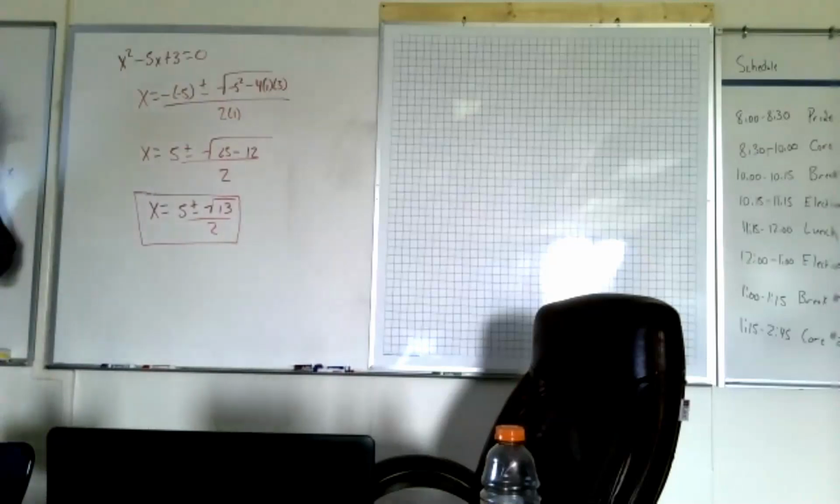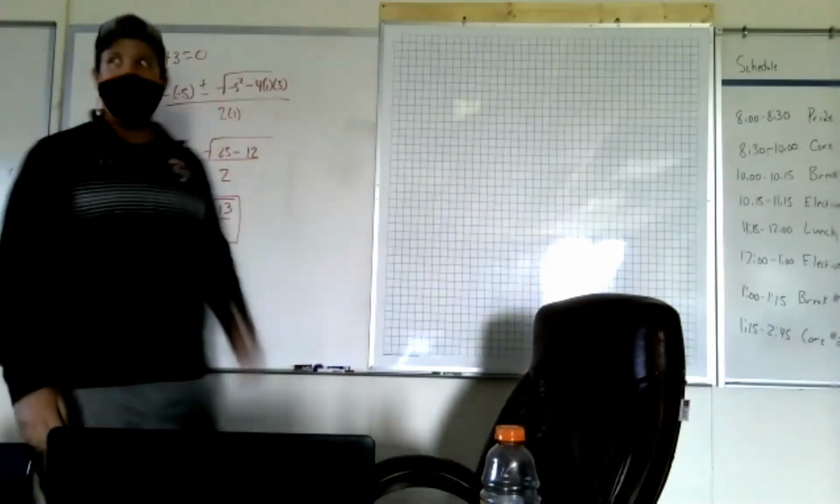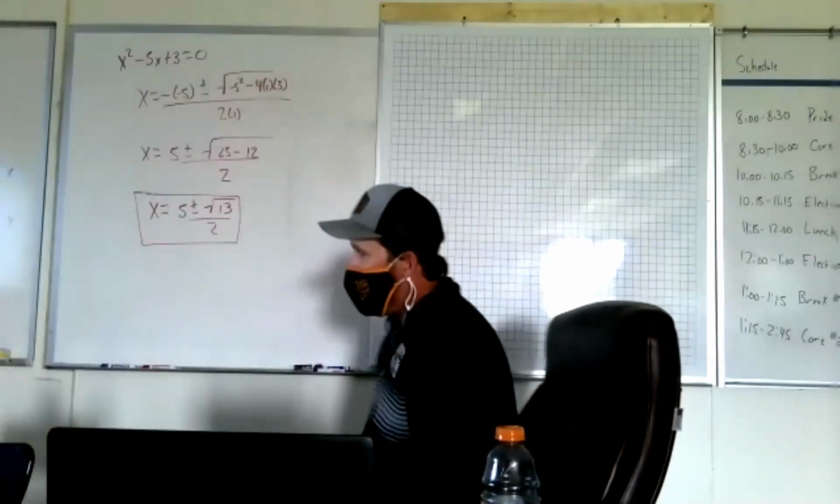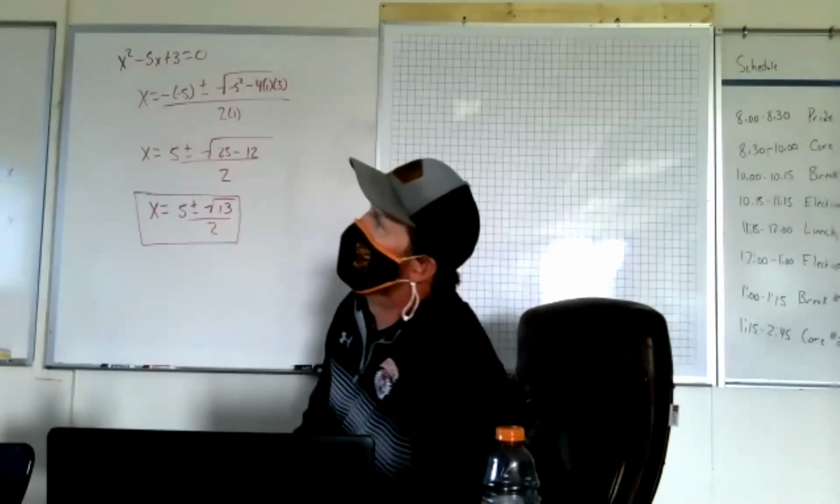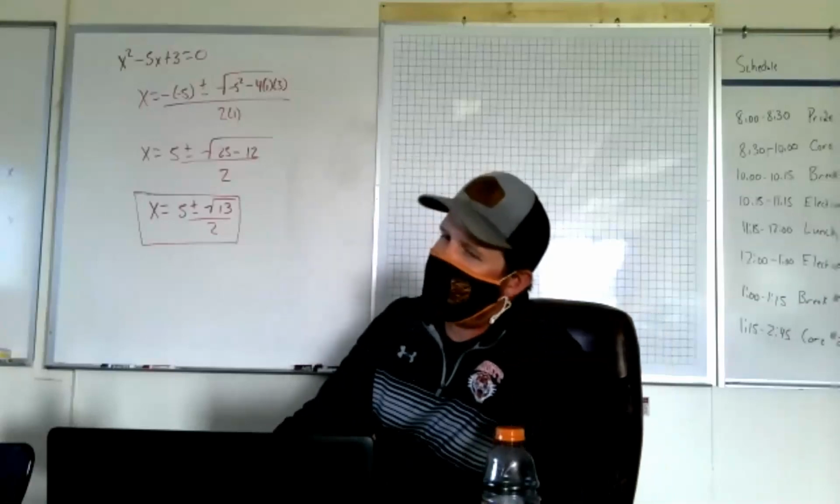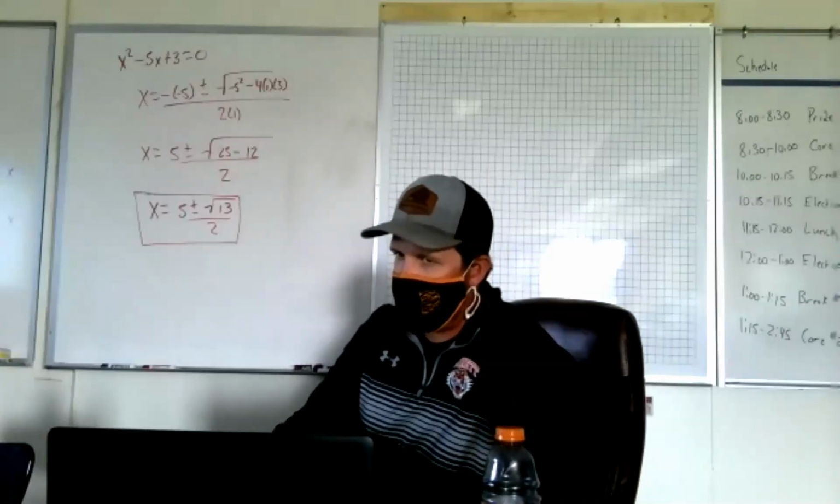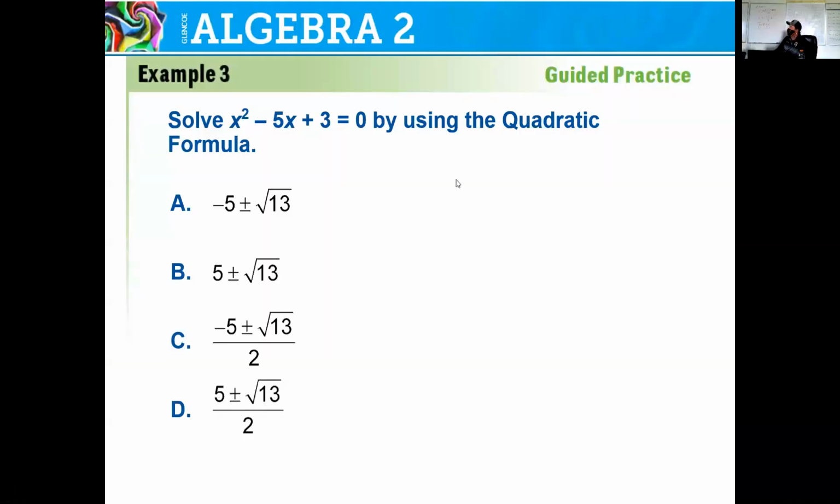5 plus the square root of 13 divided by 2, and 5 minus the square root of 13 divided by 2. You might say, why would we not simplify 5 divided by 2? Well, the whole goal is to stay exact. That would bring in the decimal, and we don't want to see decimals on this one. So our answer is right there, answer D, simply because we can't do anything farther with that radical. 13's prime, so the only things that go into it are 13 and 1.